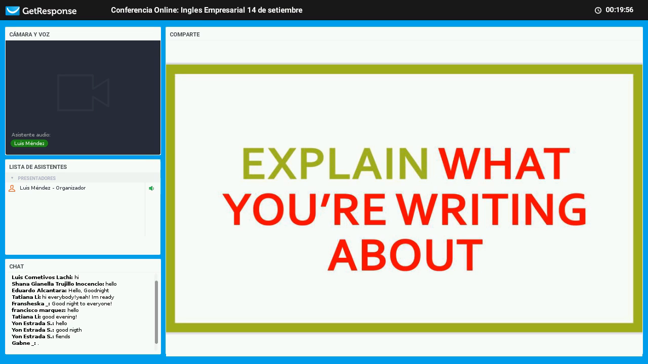Explain what you're writing about. So once we already covered the first three steps, and we already finished the previous activity, it's time for us to explain the reason for our email. Yeah? So, this is important. We have to explain the reason for the email. What you're writing about. What is the purpose of your email?